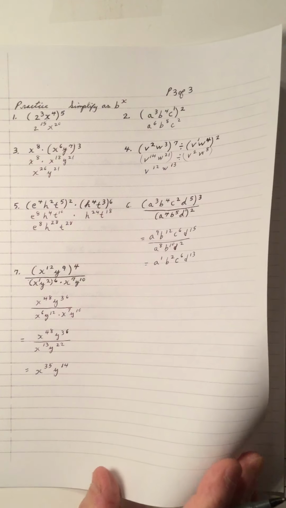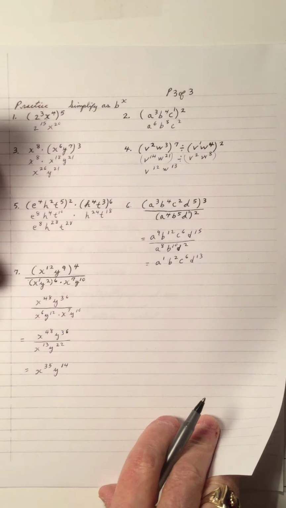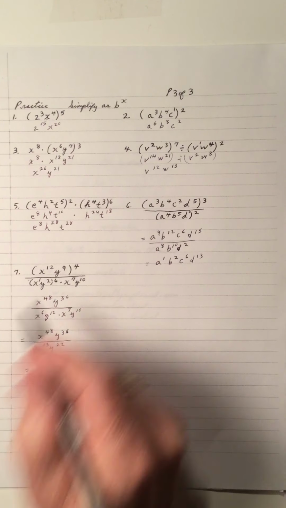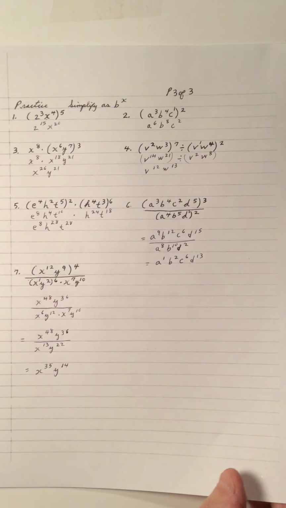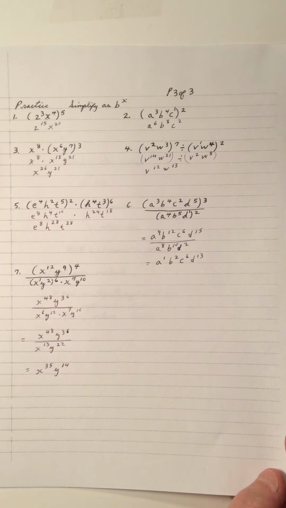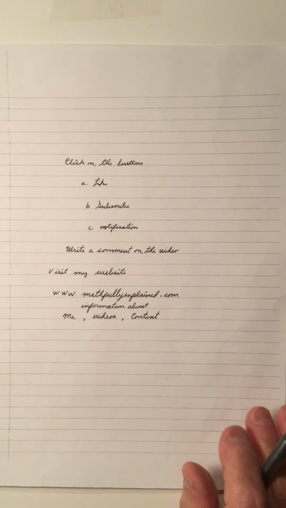So that's powers of a product, power of a power of products. You're just moving the exponent in through here. And then you simplify: when you multiply like bases, you add. When you divide like bases, you subtract. Obey that and you'll be okay.